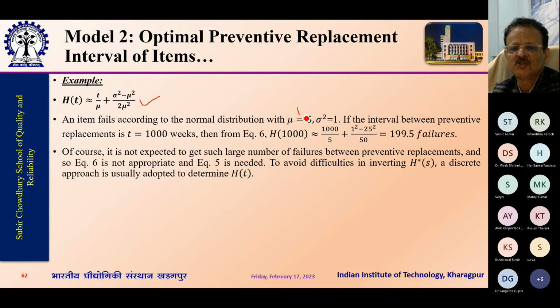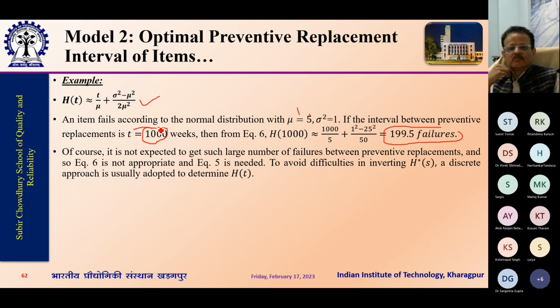For instance, this is a normal distribution with mean 5 and standard deviation 1, and the replacement time is 1000 weeks. If this is the replacement time, you see that it is not proper, because within that replacement time, 200 failures are going to occur. One has to see whether this formula is valid for this situation or whether this time has to be optimized. So it is not expected to get such a large number of failures between preventive replacements, and equation 6 is not appropriate. Equation 5, the earlier equation, is needed.